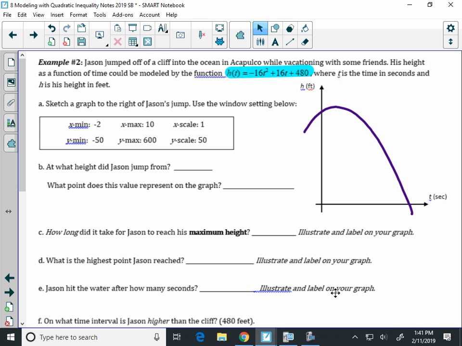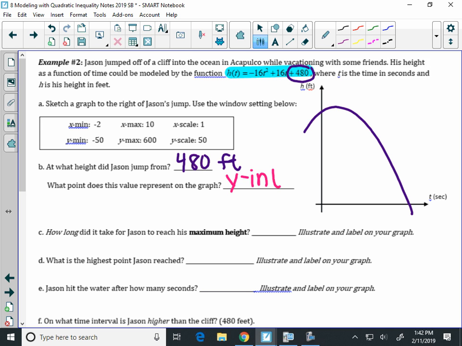Alright, so when I look at this graph, a couple of basic modeling questions just to get it back into your brain. What height did Jason jump from? 480. So this last number here is the starting value, 480 feet. What feature of the graph does that represent? The y-intercept.